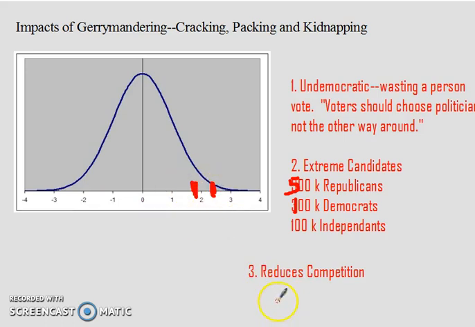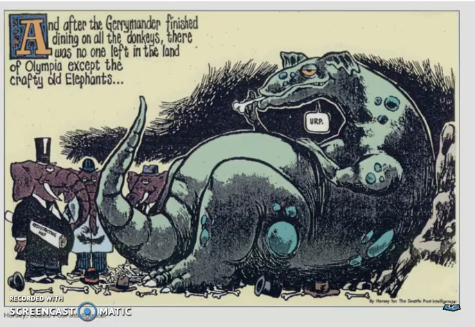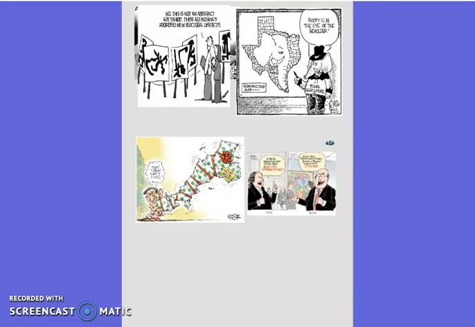So these are the three reasons that people tend to worry about gerrymandering in our society. And in class, we may have already reviewed these cartoons, or we may be reviewing them in a future class.